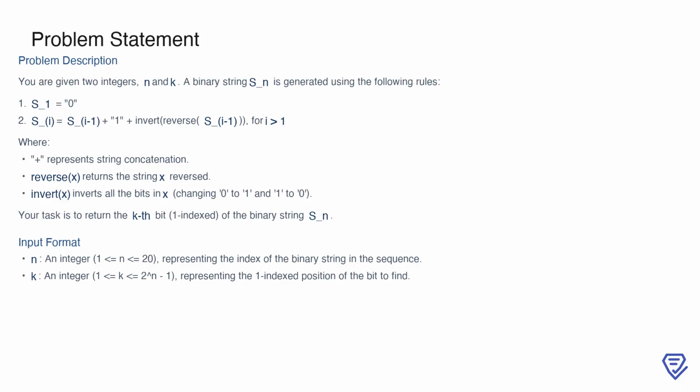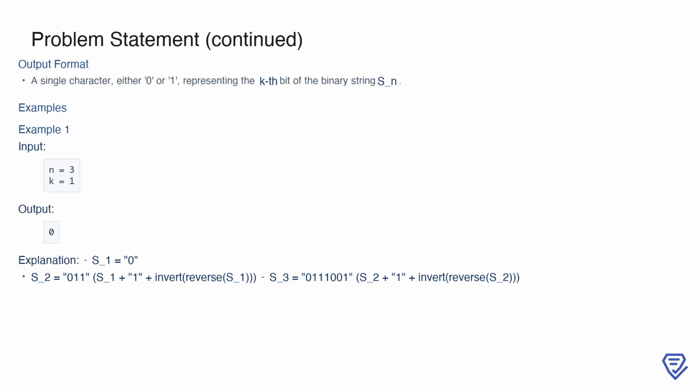Your goal is to determine the kth bit, where k is 1 indexed, in the resulting binary string s_n using these rules. The output of the problem is a single character, either 0 or 1, which represents the kth bit of the binary string s_n. Let's look at an example.